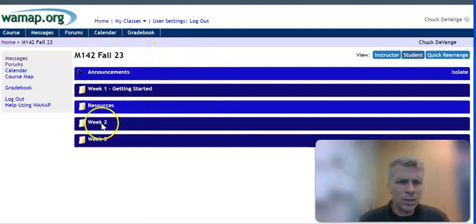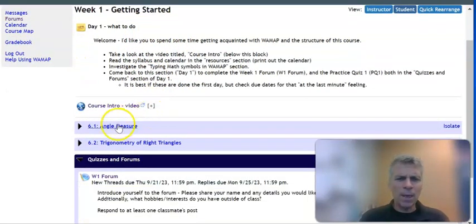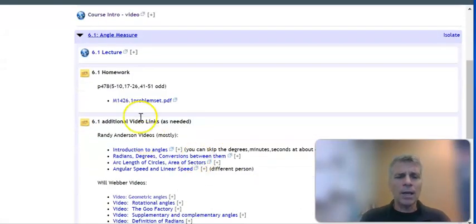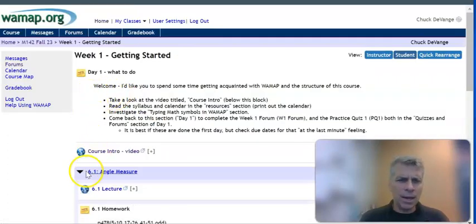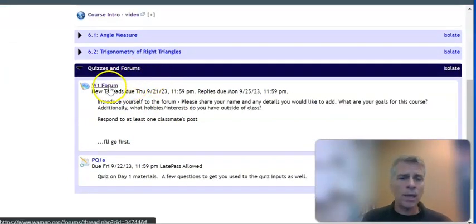So weekly lessons, here's what they look like, the structure. Week one's a little different, but here's the idea. You've probably already looked at this because you're watching this video. It tells you things to do in week one. These are topics out of the book that there'll be lectures on. Lectures are uploaded here, and then there are problems to do out of the text. We also have quizzes and forums just about every week.